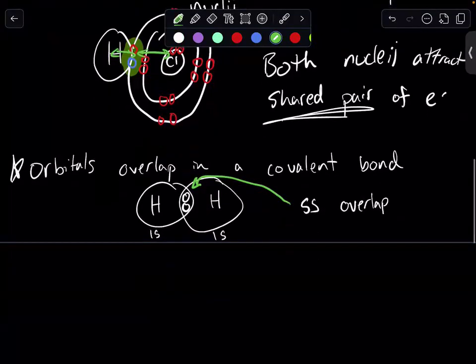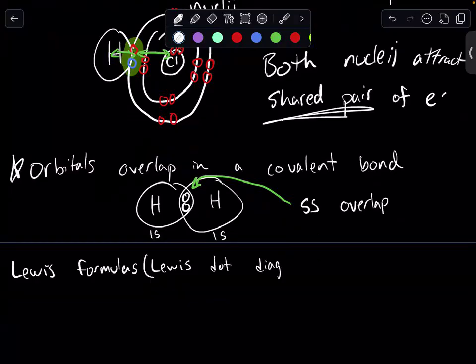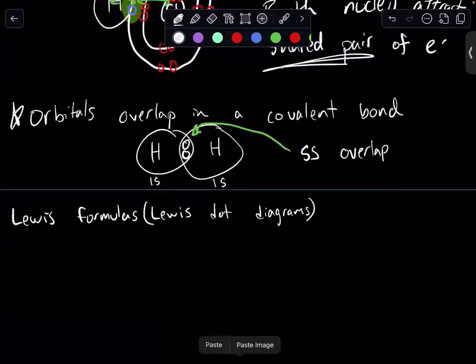So how do we actually show covalent bonds? Well, we're going to learn about Lewis formulas, which you may already know. Often they're referred to as Lewis dot diagrams, but you also may not always use dots. So we're going to use Lewis formulas.